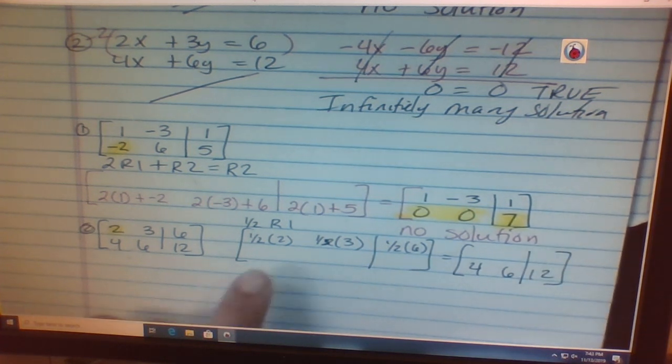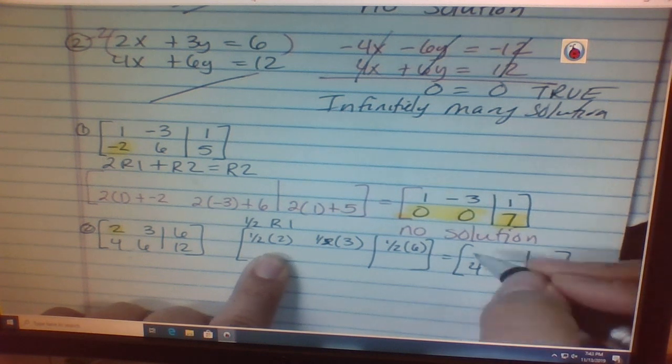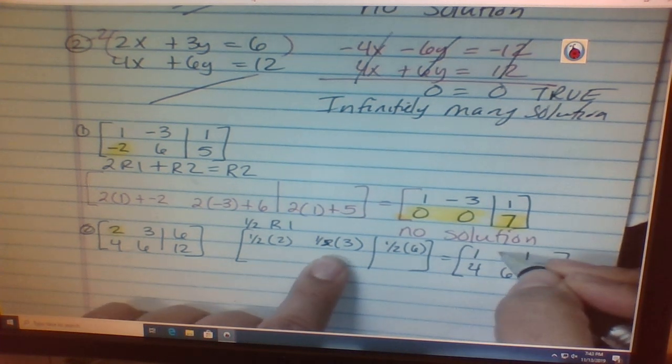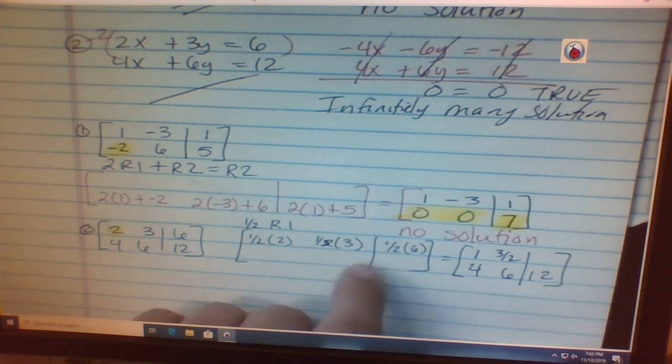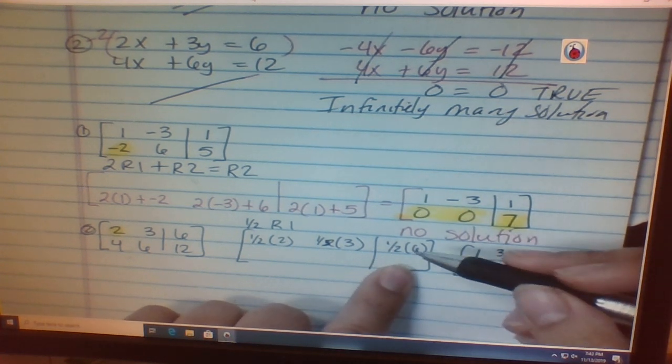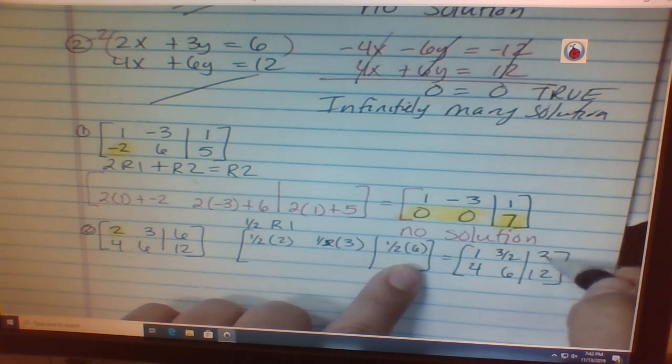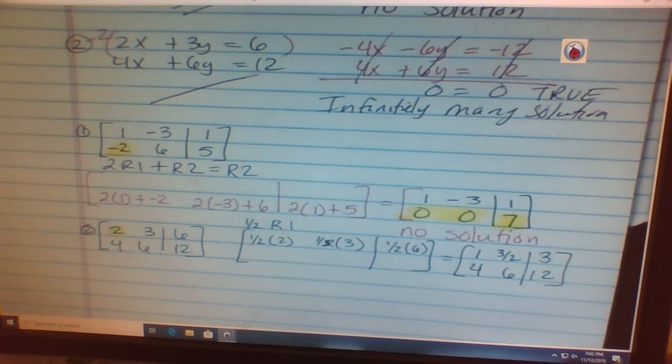But the top, what's half of 2? 1. What's half of 3? 3 halves. 1.5 or 3 halves. Remember, try to stick to fractions. What's half of 6? 3. 6 over 2, which is a 3. So I've made that 2 a 1.